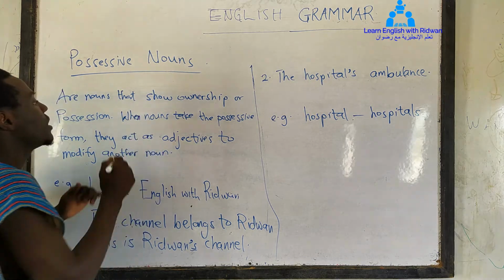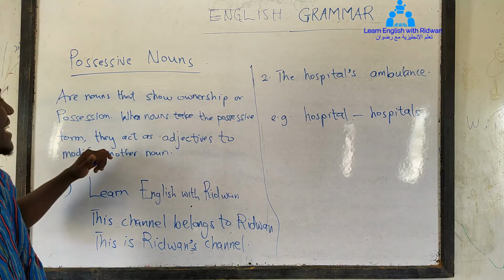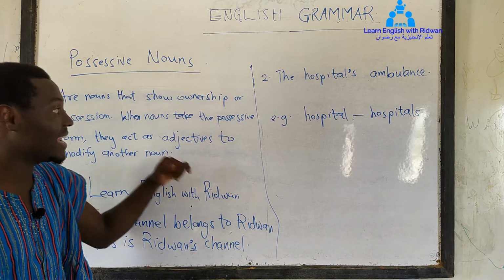Now we moved on to say that when nouns take the possessive form, then they act as adjectives to modify another noun.